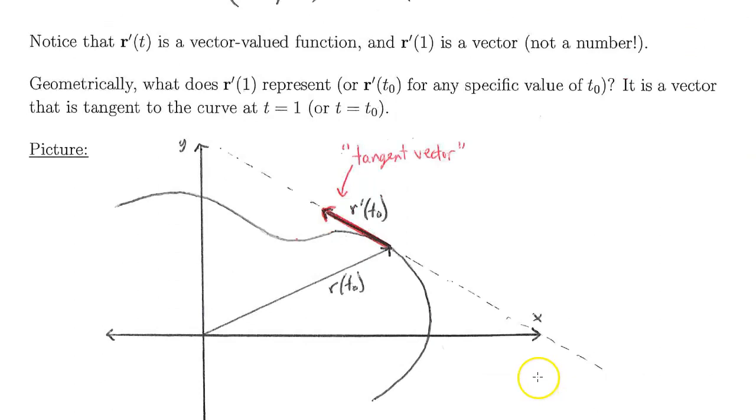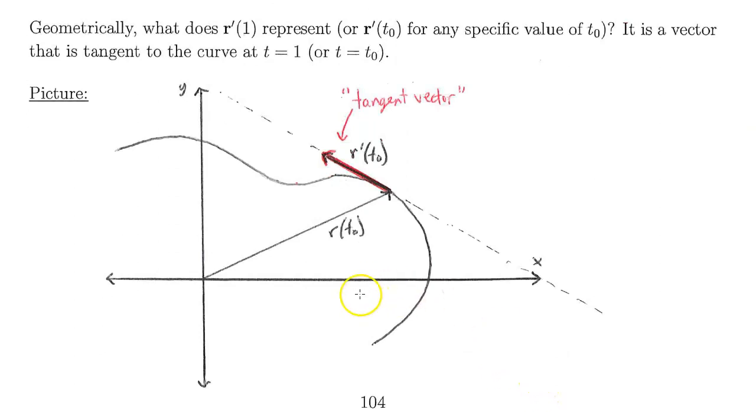Okay, now what does that vector represent geometrically? So geometrically, what does r prime of 1 represent, or r prime of t naught for any specific value of t naught, so r prime of 5, let's say. Okay, it turns out it's a vector that's tangent to the curve at t equals 1 or t equals 5 or whatever your number is.